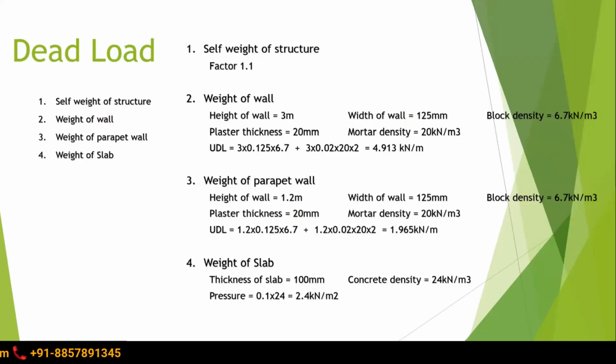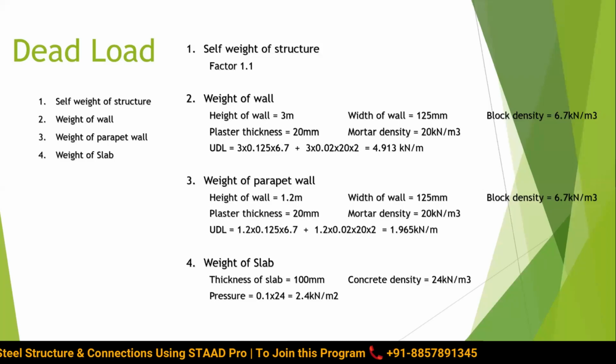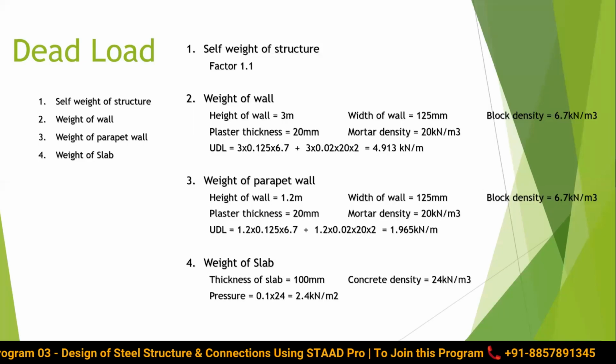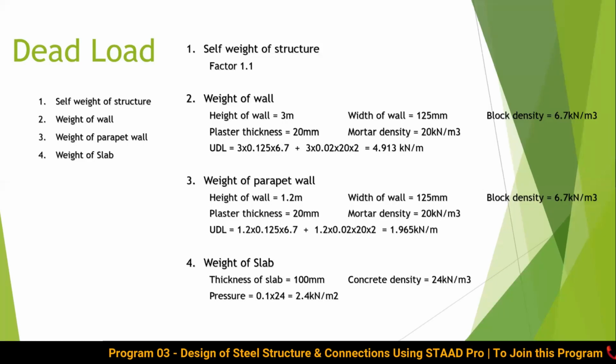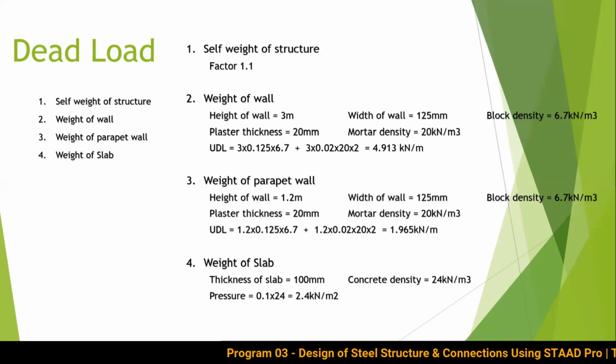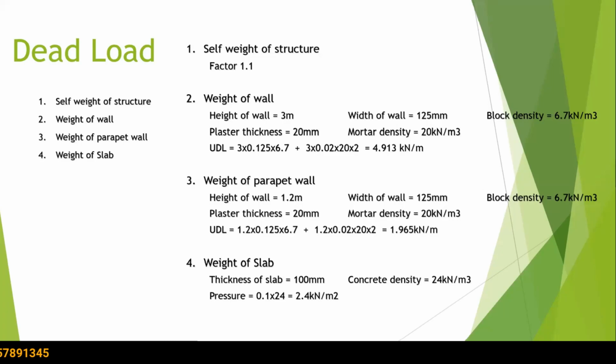Next is our dead load. In dead load, the first thing we consider is, of course, the self weight of our structure, and we generally use the factor of 1.1. This additional 0.1 is not a factor of safety. It is due to the weight of the connections. We have shear connections, moment connections, and the connections between the bracings and the members. For that, we consider 10% of weight. That is why we use this factor 1.1.